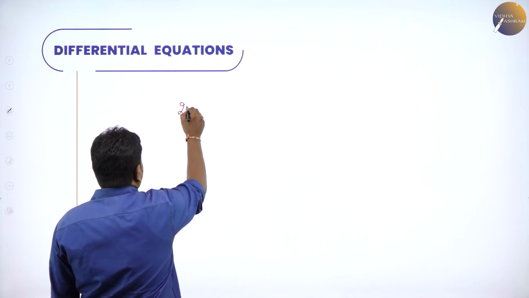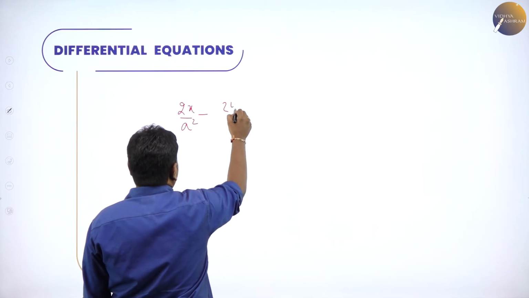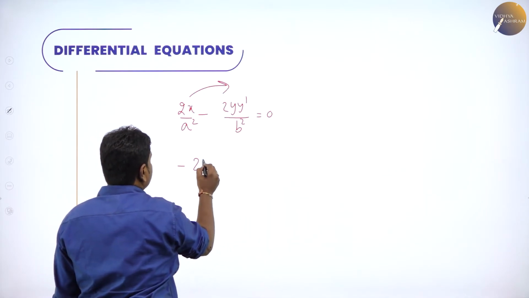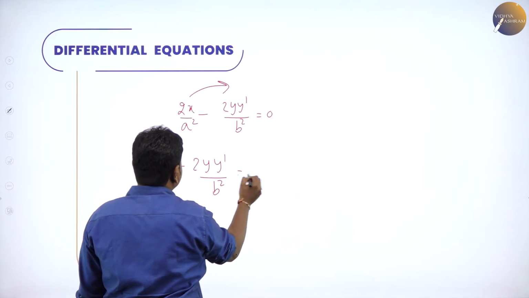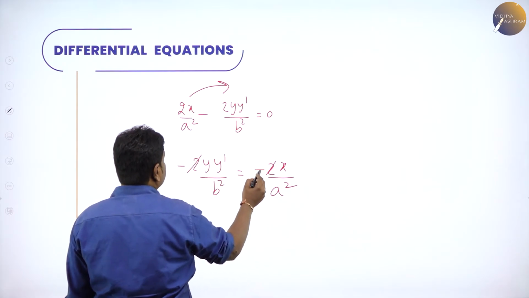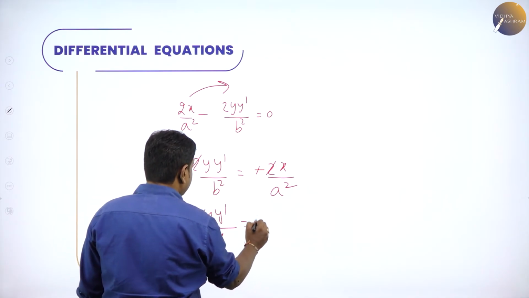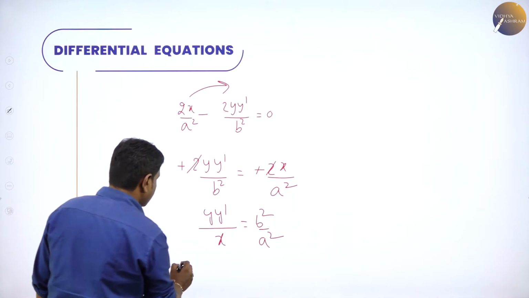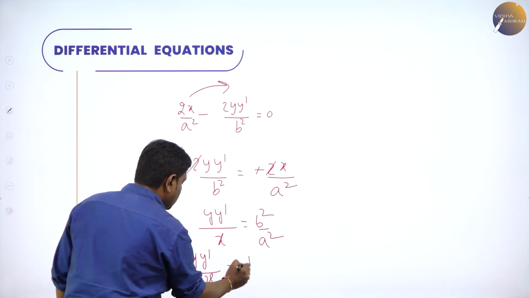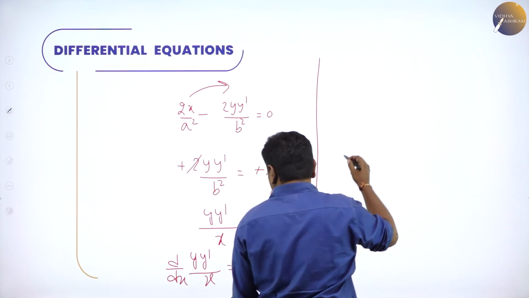Now 2x by a square minus 2y y dash by b square is equal to 0. Now transfer this to that side. So minus 2y y dash by b square is equal to minus 2x by a square. So 2 cancels and minus cancels. So y dash by x is equal to b square by a square. Again differentiate both sides. d by dx of y dash by x is equal to d by dx of b square by a square. Now RHS is constant, it will become 0.